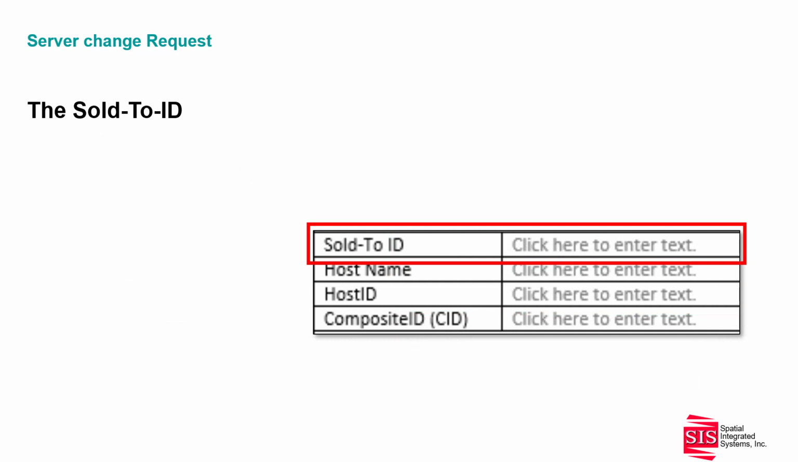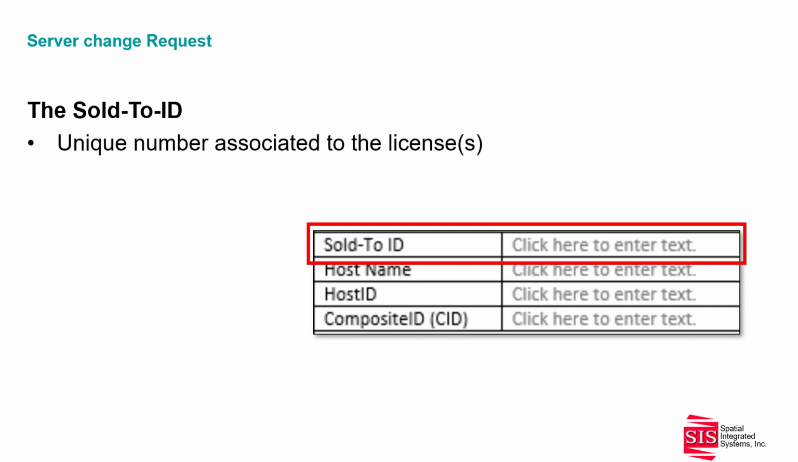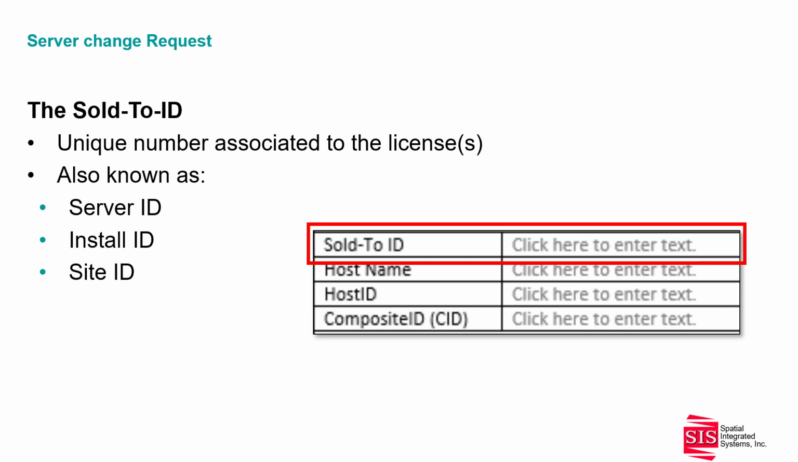The sold-to ID. The customer sold-to ID is a unique number up to 10 digits that identifies the Siemens software license. This may also be referred to as the server ID, the install ID, or the site ID. This number can be found in the header of the current license file.